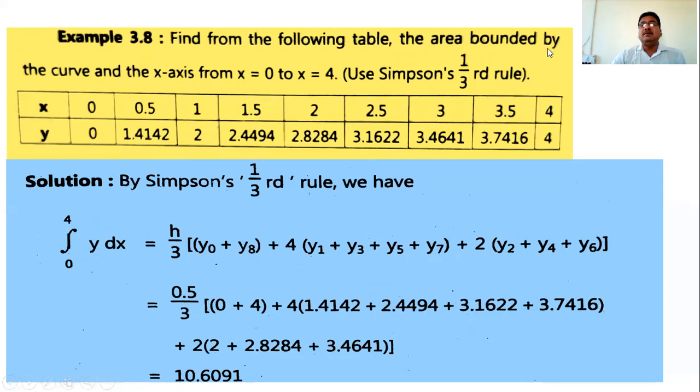We have to find the area bounded by the curve and the x-axis from x equal to 0 to 4. And here the rule is what? Use Simpson's 1/3 rule.